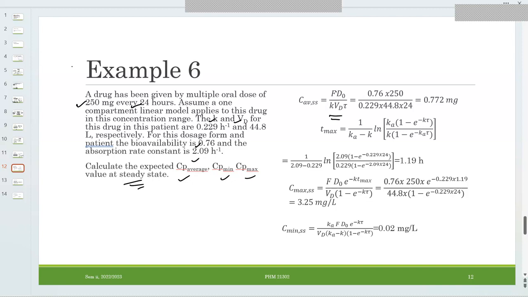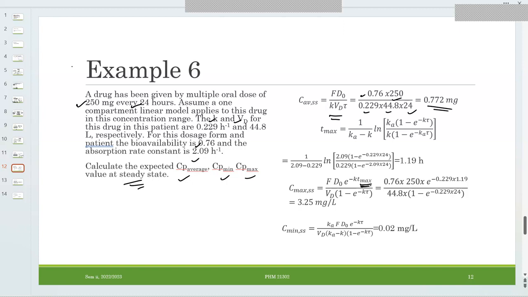For C average, you just use the same formula and substitute the values: tau 24 hours, volume of distribution, K, bioavailability, and the dose. So C average is 0.772. Okay? Then to calculate Cmax, you first need to know the Tmax, because in the equation you have Tmax.